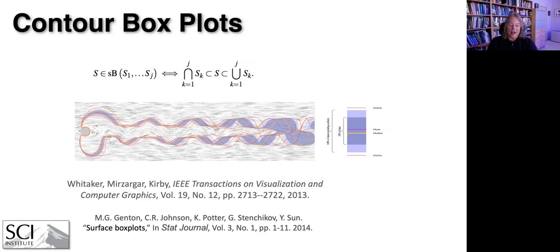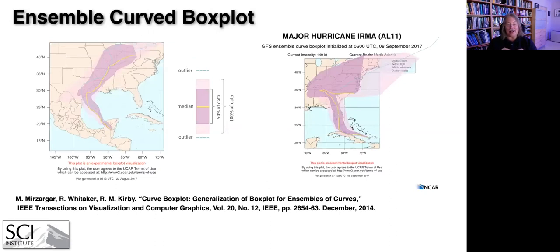And my then former student, Kristi Potter, and I worked with Mark Gettinger and Yan Sun, who were at Texas A&M at the time, and created something called the surface box plots, which was a higher order of this. This is a great example, I think, of the impact you can have in creating new visualization techniques. The folks at NCAR, the National Center for Atmospheric Research, read the paper about the box plots and invited Ross and Mike down to Boulder to give a talk about it. Then they implemented a version called the ensemble curve box plots for hurricane tracking.